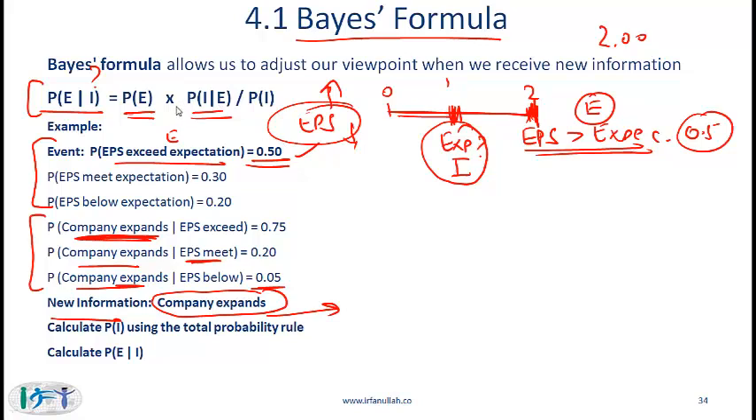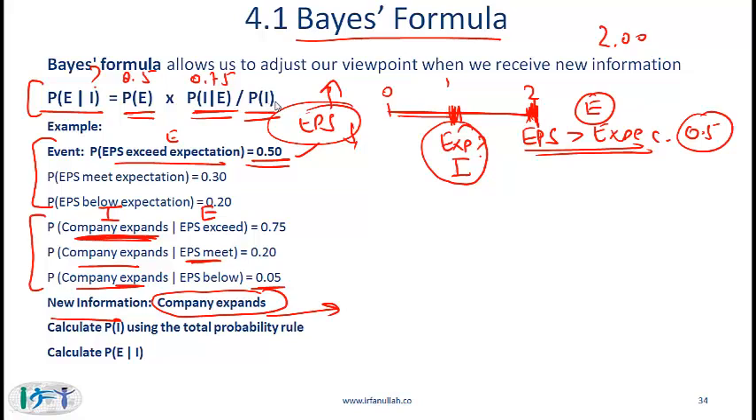We need the probability of the information given the event, which we have over here. Remember, the information is that the company expands, and we had this number over here. The probability that the company expands given that EPS exceeds expectations, that is the event E, is equal to 0.75. So we know this number is 0.5. We know this number is 0.75. The question is, what is the probability of the information? And notice, this is an unconditional probability.